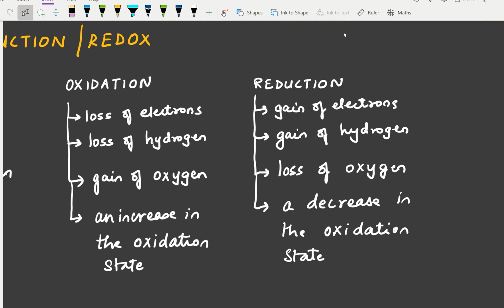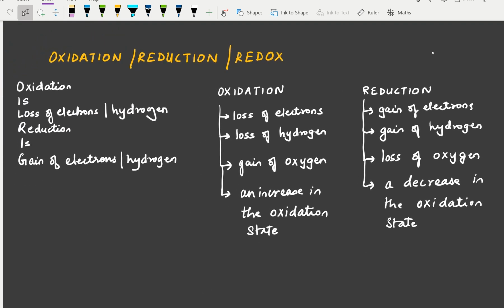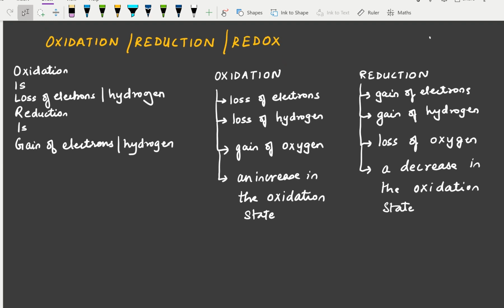So what do you mean by redox? Well, redox refers to a reaction in which oxidation and reduction take place simultaneously. So with this basic info, now we are going to take examples of oxidation, reduction and see where redox reactions are also taking place. So that means where there'll be oxidation and reduction happening simultaneously.